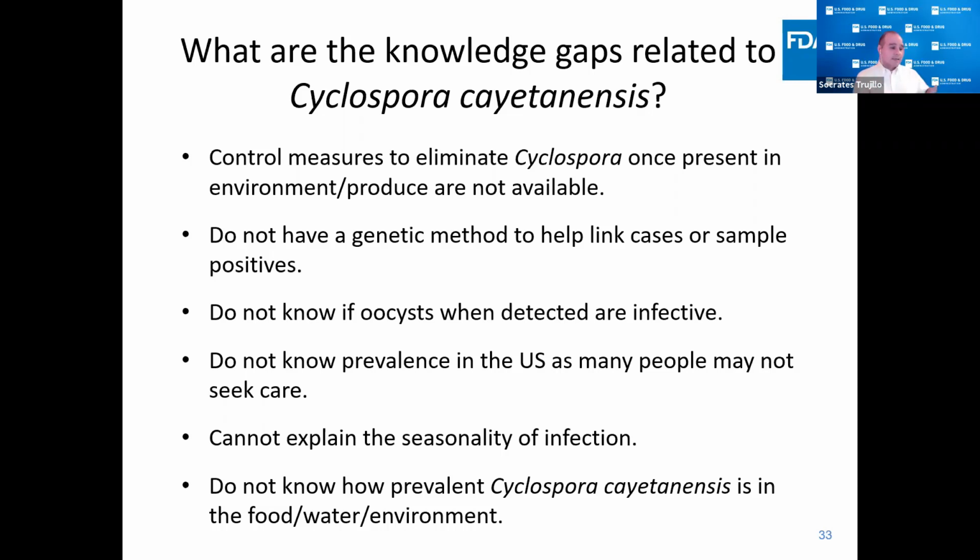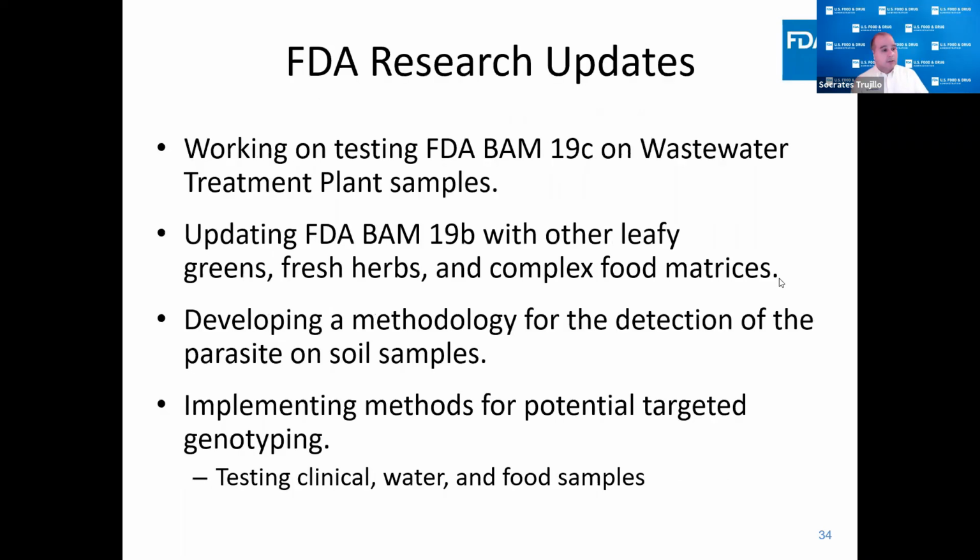And again, as I indicated, about the seasonality of infection, we still don't know much. We just know that the cases increase from May to July, but there's a lot of information that we would like to find out more about. And we don't know if we have Cyclospora cayetanensis in the food, in the water, or in the environment in the United States. We're still looking for a lot of information.